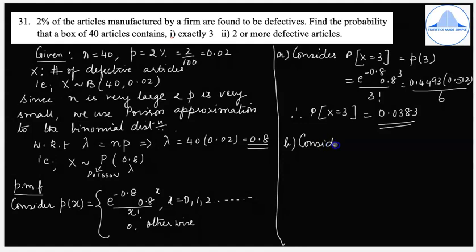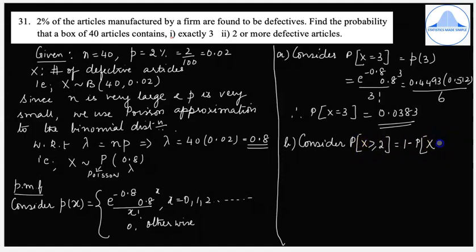Next subdivision is 2 or more defective articles. So probability of x greater than or equal to 2. So in the direct method, x is greater than or equal to 2 means 2, 3, so on till infinity, which you cannot find out. So use the formula method, which is 1 minus probability of x, because on the left hand side you have greater than or equal to.